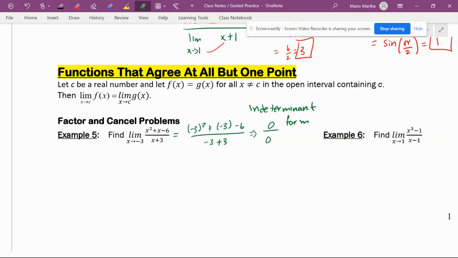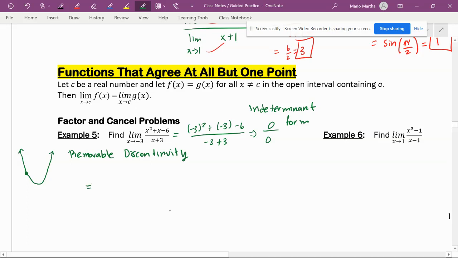If you were to graph this on Desmos, you would notice it's a parabola. As you approach -3, if you try clicking on -3, you're going to have a hole in the graph. It still looks like a parabola. So this is what we call a removable discontinuity. That means we can determine what the limit is as x approaches -3 of (x squared plus x minus 6) over (x plus 3).